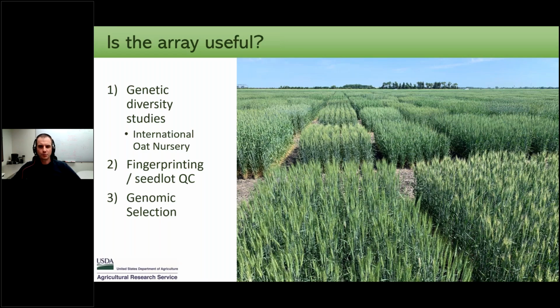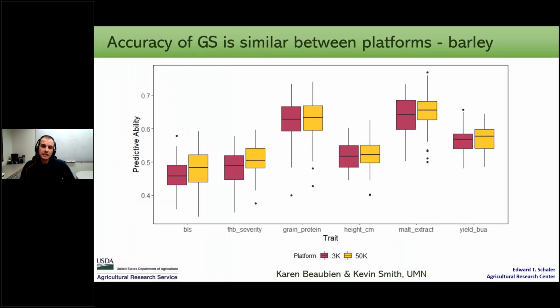Finally, I think this will be really useful for genomic selection, but it depends on the performance of the models developed with this array, right? So I've been lucky enough to have some really great collaborators at the University of Minnesota that have already been implementing genomic selection in their programs. So when I put together my 3K panel last year, I asked Kevin Smith and Karen Bubin if they'd be willing to run their pipeline with the 3K subset of the 50K that they already had. So not new data, just subsetting their 50K that they already had.